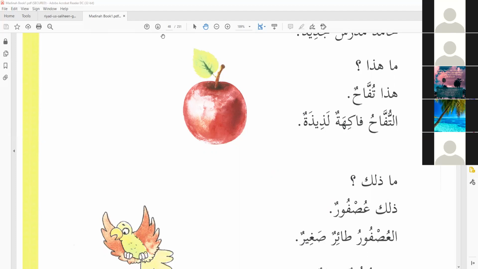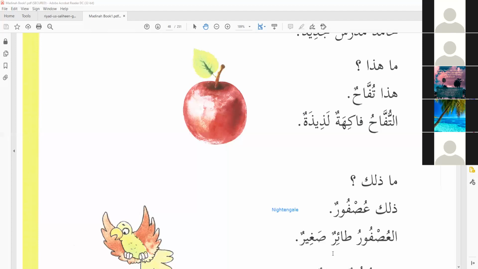Okay. Mazalika. ذلك عصفور. Good. Four is a العصفور طائر صغير. What is this? That is a bird. That bird is small. Yeah. Sagir is small.